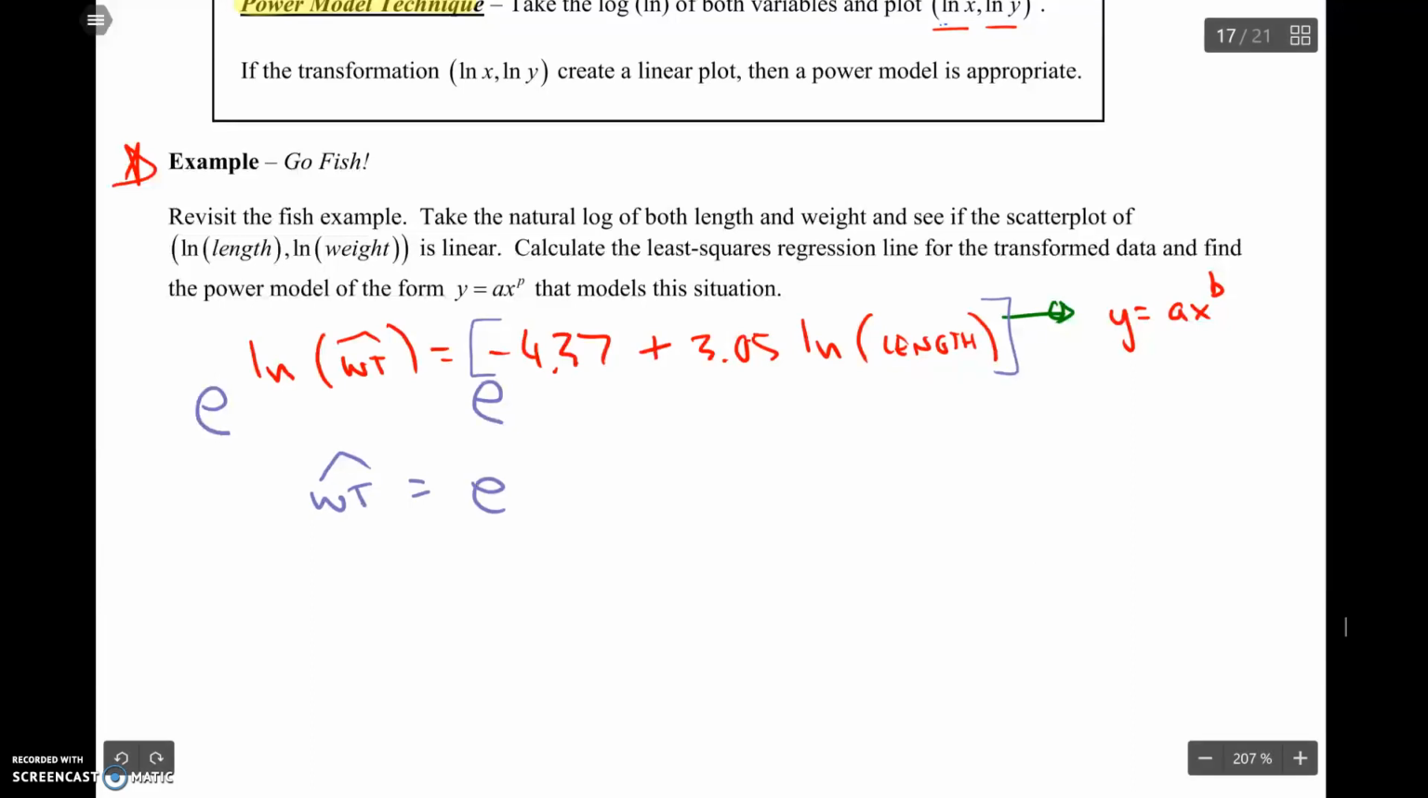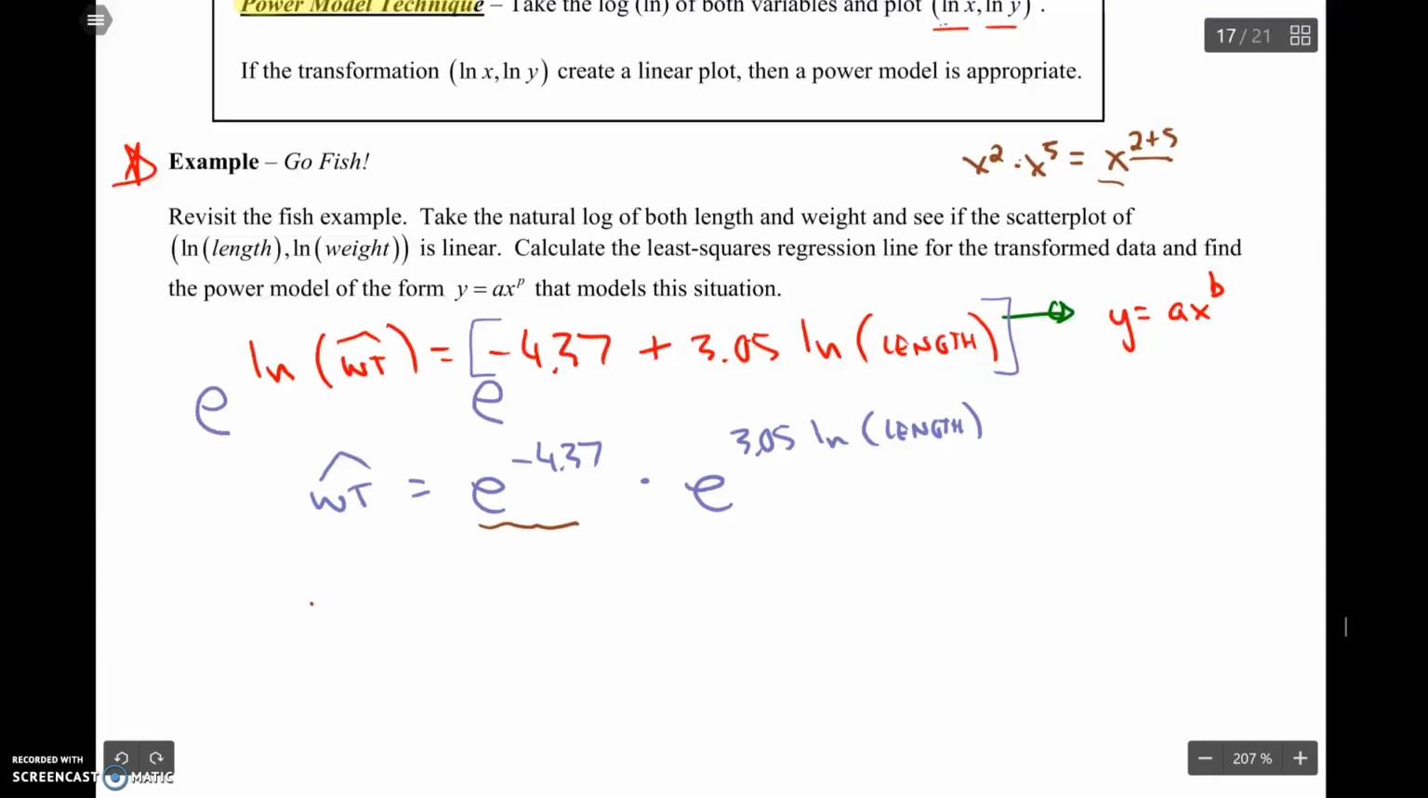Well, I can separate it into e to the negative 4.37 times e to the 3.05 times the natural log of length. If you're wondering what property I'm using there, it's the property that says x squared times x to the 5th is equal to x to the 7th. You all know that one. When you multiply powers, you add the exponents. Well, if you have x to a sum of two numbers in an exponent, you can also write it as a product. So that's what I did here. I went backwards on that.